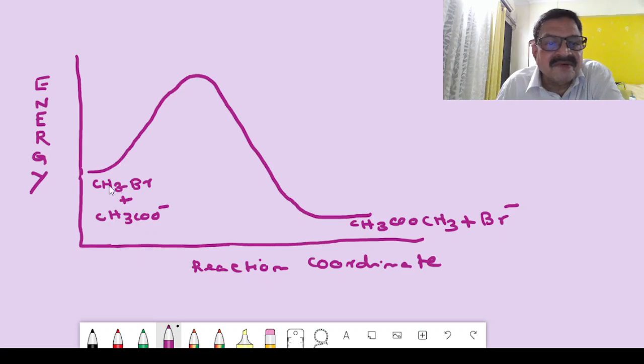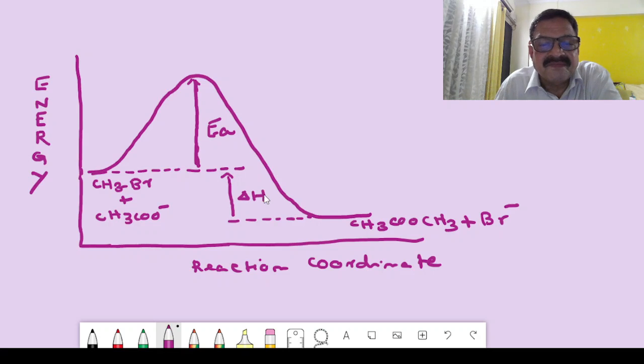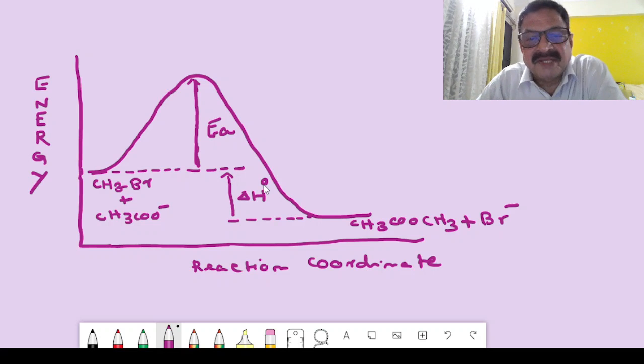Now this is the energy of the reactants here. This is our activation energy. That is, activation energy is the energy difference between the starting material and the transition state. This is the activation energy here. Now this is the energy level of the products, so this is our enthalpy change, delta H, the heat of reaction.